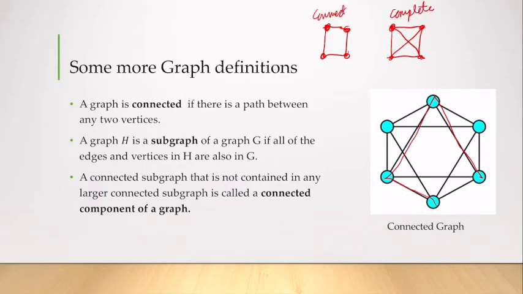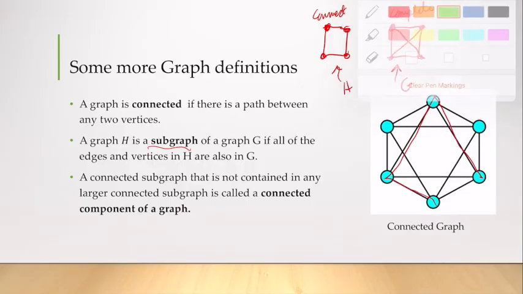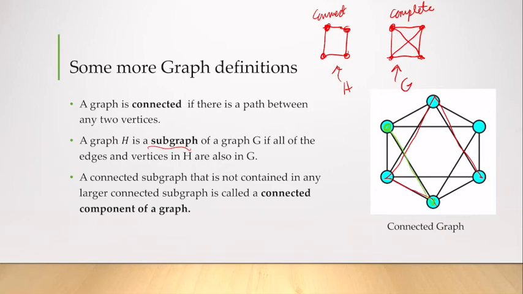A graph H is a subgraph of a graph G if all the edges and vertices in H are also in G. So this would be a subgraph of this complete graph. I'll also draw in green. Here would be an example of a subgraph. So we could be H and the whole thing's G. A connected subgraph that is not contained in any larger connected subgraph is called a connected component.